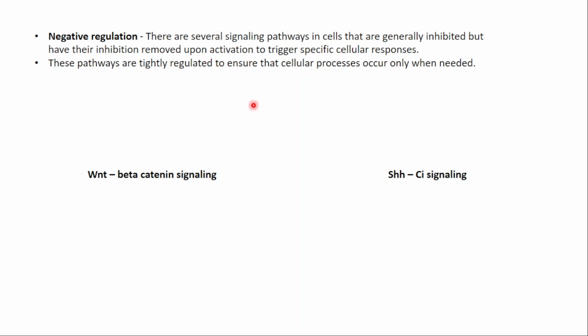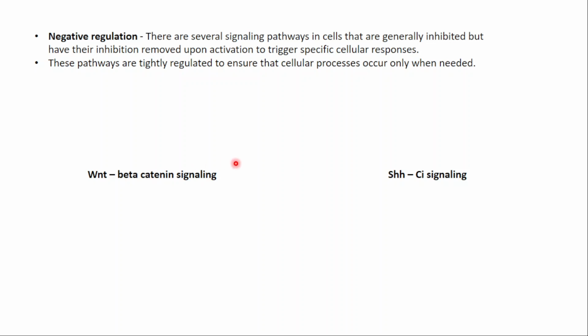These pathways are tightly regulated to ensure that cellular processes occur only when needed. So why do we have negative regulation? We have such pathways which are tightly regulated to ensure that cellular processes only occur when needed. Means it cannot be on in the ground state. Only when it's needed, it can be on. And another example of such signaling is Wnt beta-catenin signaling, in which the ground state of Wnt signaling is off due to degradation of beta-catenin.